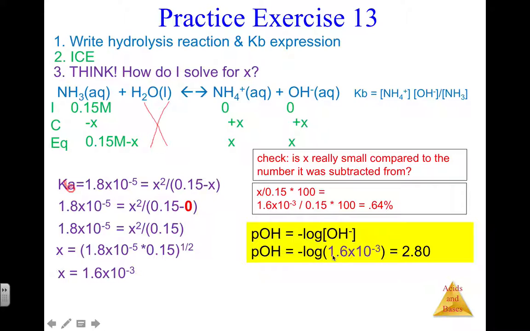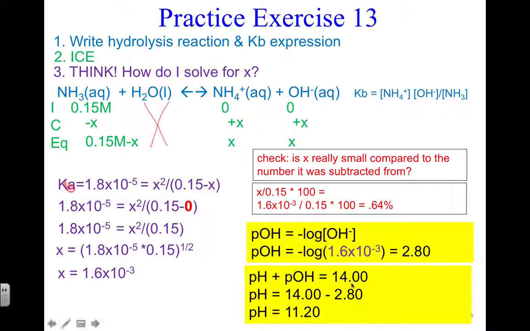So the pOH is negative log of 1.6 times 10 to the negative 3rd. Put that into your calculator. Got pOH of 2.80. 2 sig figs for the molarity gives me 2 digits past the decimal. Still haven't solved the problem yet. I need pH. Remember, pH plus pOH equals 14 at 25 degrees Celsius. pH equals 14 minus our pOH, and I got a pH of 11.2.